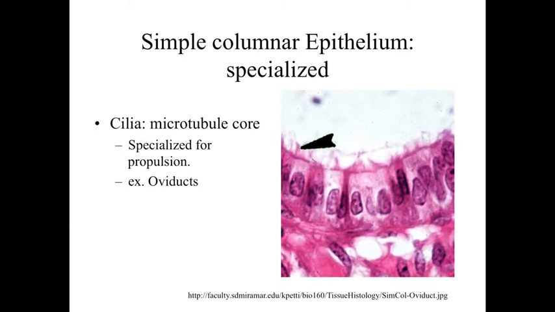Another example of simple columnar epithelium with apical specializations along the surface: we have simple columnar epithelium with cilia. Now with cilia, again, finger-like projections, but instead of microvilli with an actin core, cilia have a microtubule core. And again, microtubules are capable of movement, and so the cilia are able to beat in waves, and they're specialized for propulsion of materials across the surface of the epithelium. And so we can see this within the oviducts. So simple columnar epithelia with cilia along the surface are beating to move the ova, the eggs, along the oviducts.